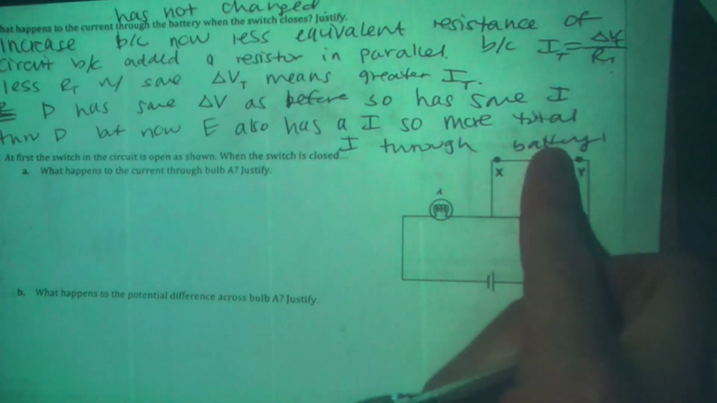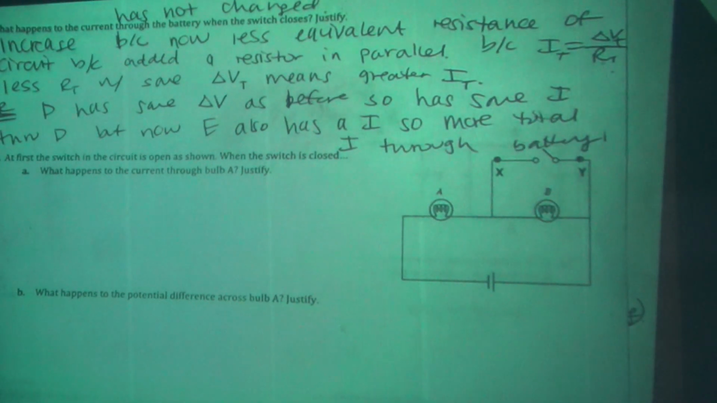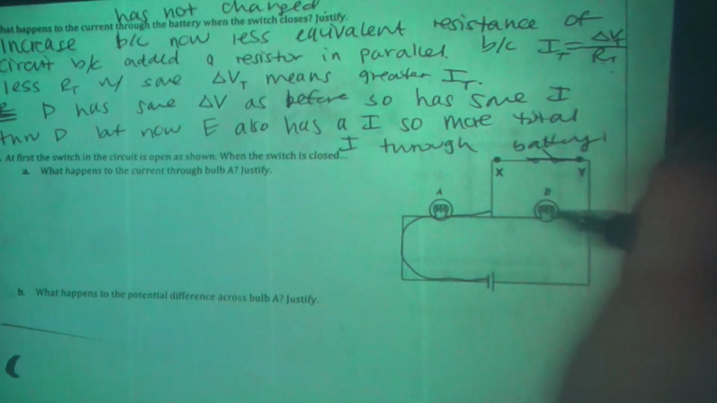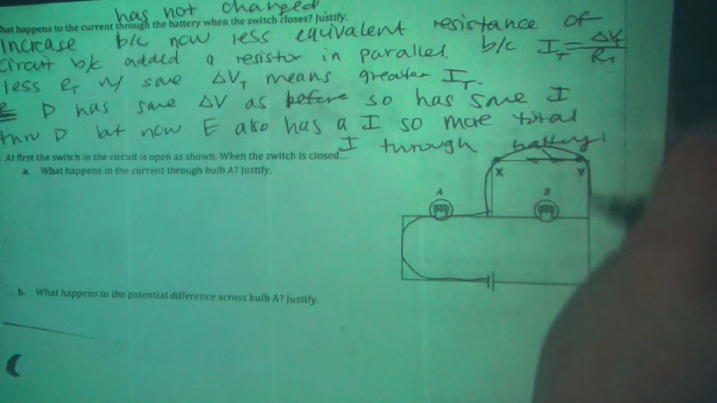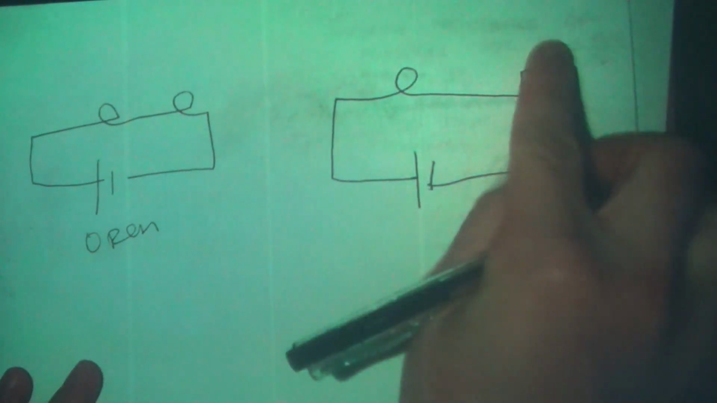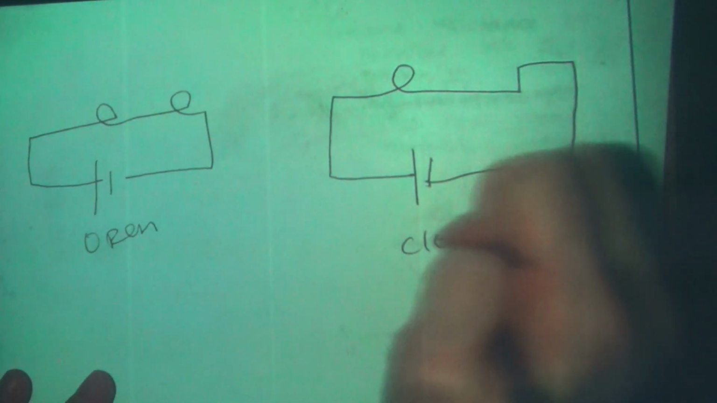All right, number 20. At first the switch is open as shown, but then the switch is closed, so I'm going to draw my open versus closed. So open, I've got two bulbs like this. And if I'm closed, what happens when you close this circuit is that now current, instead of going through B, is just going to skip around. It's choosing the easier path. So now I'm going to redraw my circuit. This is just wire, so it doesn't make a difference right here. This is the closed version of the circuit.